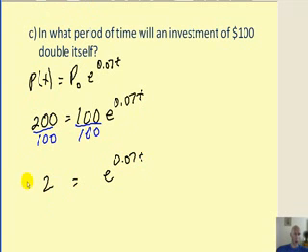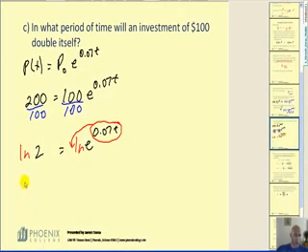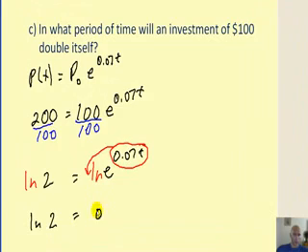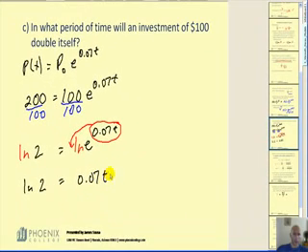Now if we take the natural log of both sides of this equation, we can apply the power property and rewrite this as natural log 2 is equal to 0.07t times natural log e. Remember, natural log e is equal to 1, so it simplifies to this.